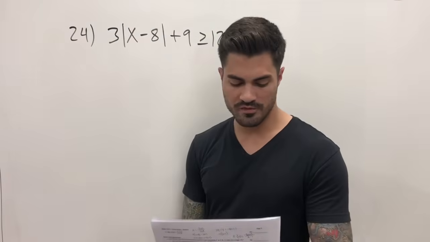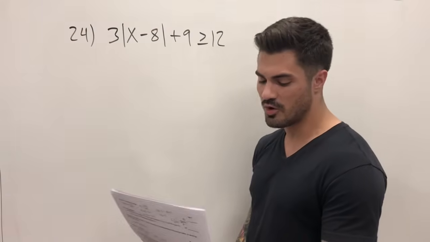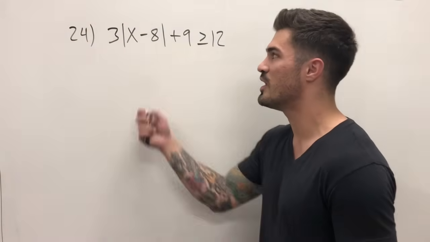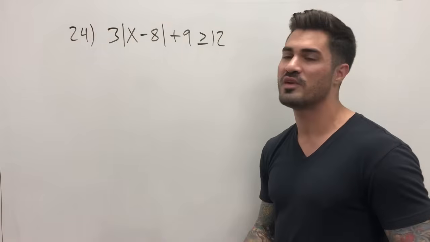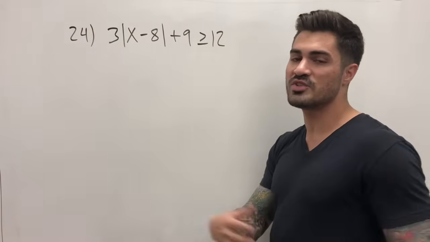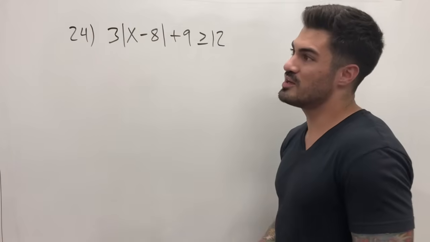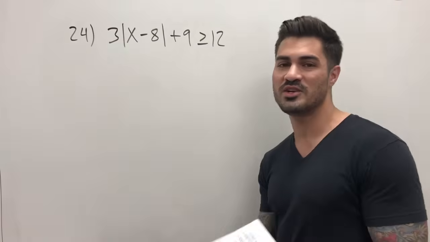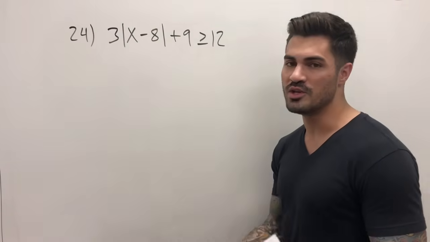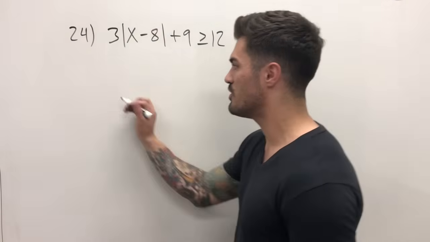All right, so for number 24, we have to solve an absolute value inequality. The strategy with these is always to isolate the absolute value. We want to get the absolute value by itself. We want to get this is greater than or equal to something or less than or equal to something. And depending on which one of those we have, depends on what kind of answer we have. We'll either have a single interval or we'll have a union of two intervals. And I'll show you why, okay?